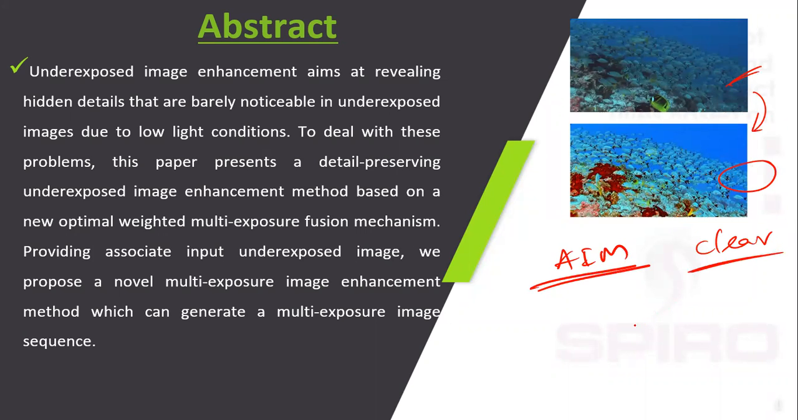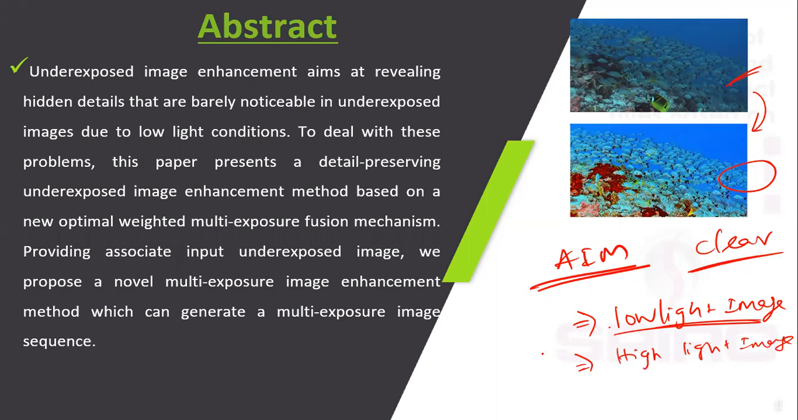So, first of all, what are underexposure images? Underexposure images are low light images. They are captured in low light, and overexposure is a high light condition. They are taken in high light conditions. So we use a multi exposure model and blend exposure to enhance the images.